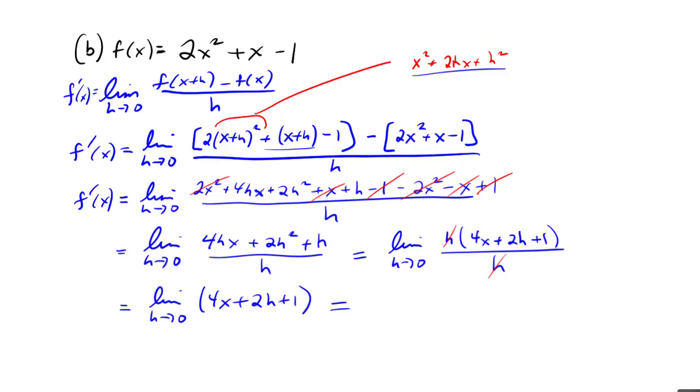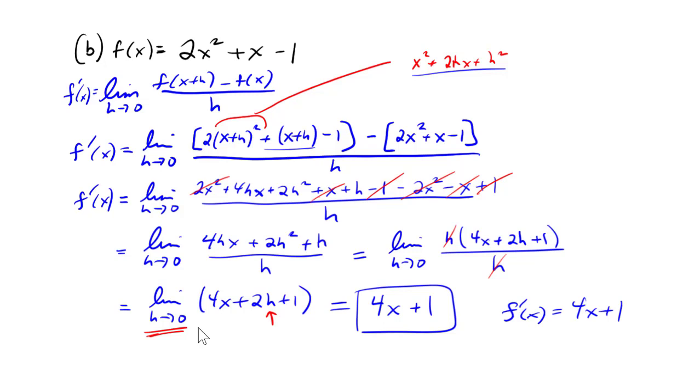Now we're ready to evaluate our limit. But remember, this is the limit as h approaches 0, not x. h is the thing being taken in the limit here. So h goes to 0, and any x's stay. So 4x is just still there, 2h goes to 0 because h goes to 0, and then plus 1 is still there. And there I have it: 4x plus 1. That is my derivative for this function.